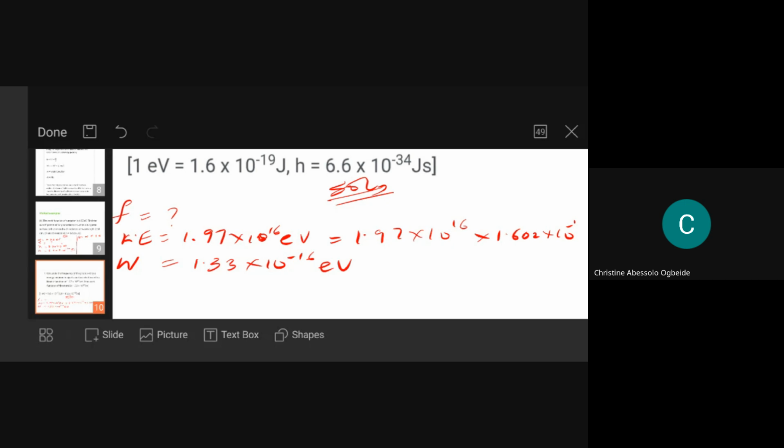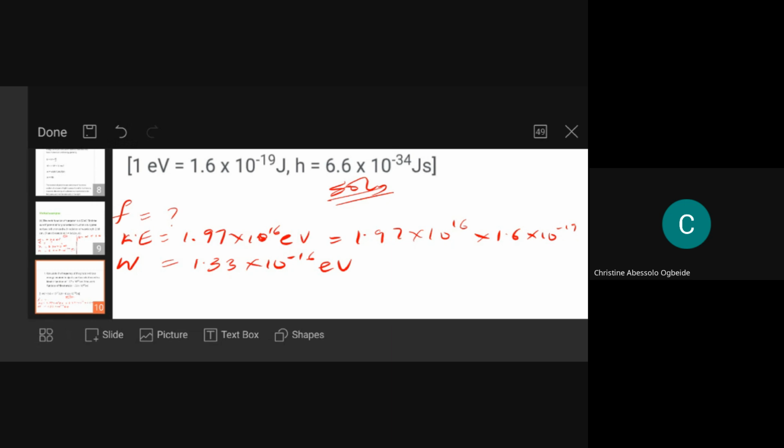Let me just use 1.6. Why is my distance freezing? 1.6 times 10 raised to the power minus 19. So someone should do this and tell me what the answer is.